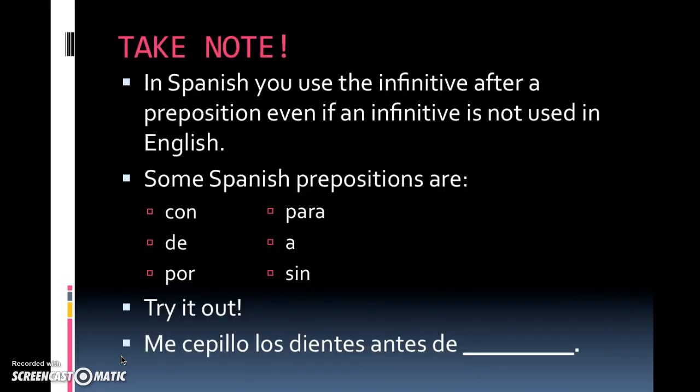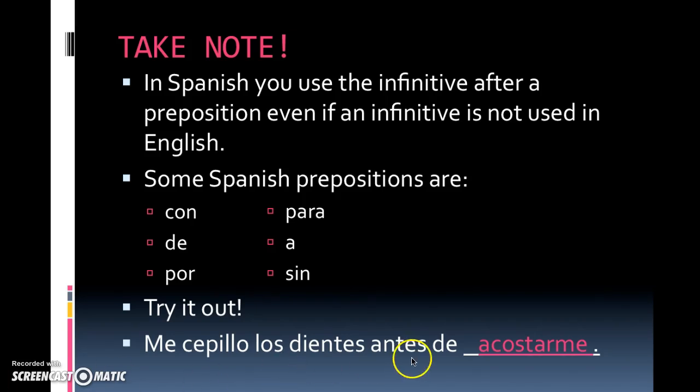Take note, in Spanish, you're going to use the infinitive after a preposition, even if an infinitive is not used in English. So whenever you have, and these are just some popular ones, con, de, por, para, a, sin. The big ones right here, a, para, de, and por. If you have that right before the blank, it's definitely going to be in the infinitive right afterwards, okay?